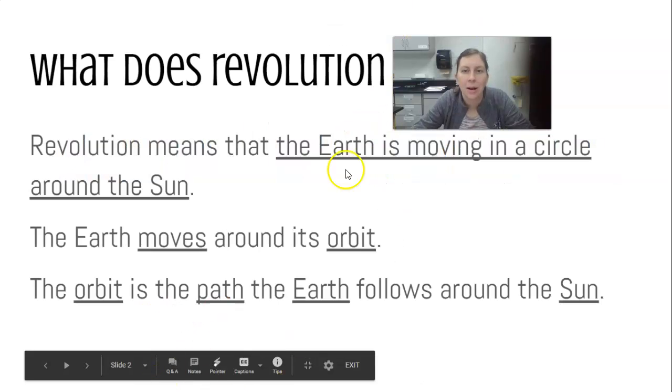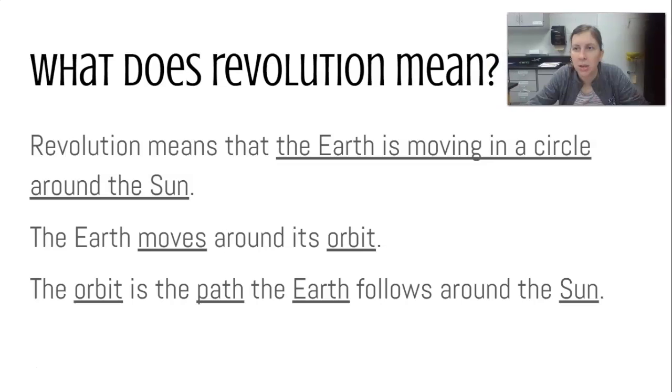So here we have, what does revolution mean? Revolution means that the Earth is moving in a circular path around the sun, or moving in a circle around the sun. It's not an exact circle, but it's a repeating path.